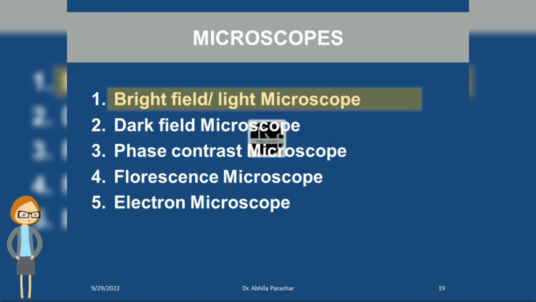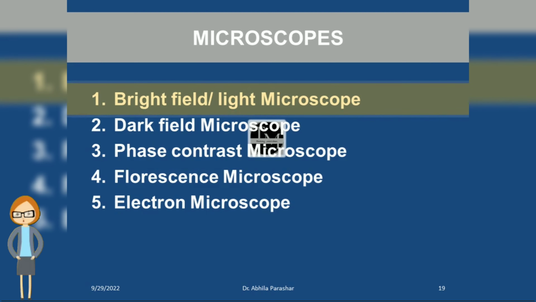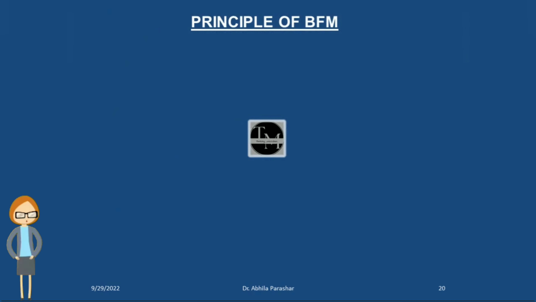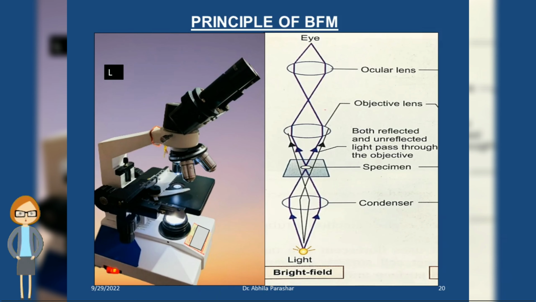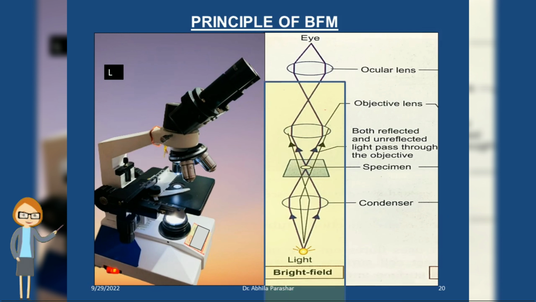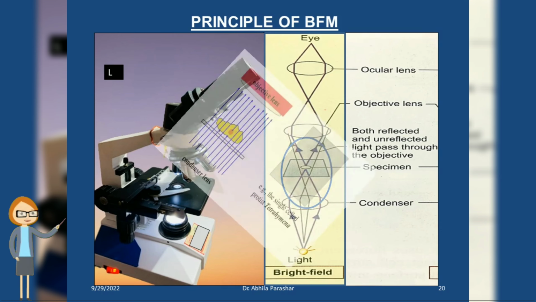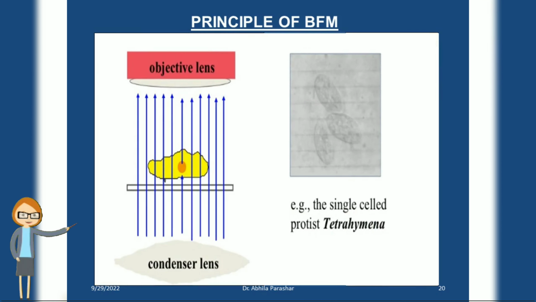So our first microscope is the bright field microscope. To know the principle of the bright field microscope, this is a left side view of the microscope. Here it shows the light path. You can see both reflected and unreflected light pass through the objective and through the specimen. Here the line diagram shows all the light passing through the object.